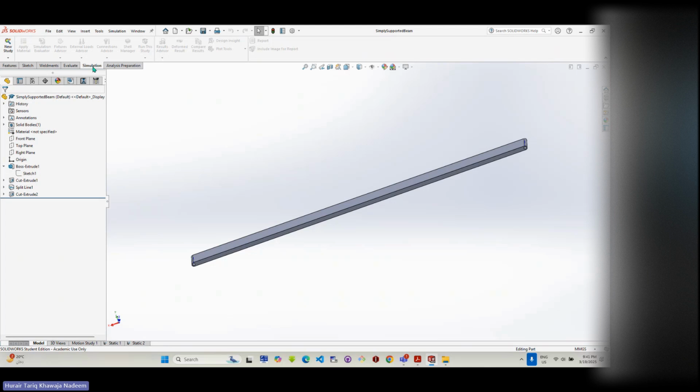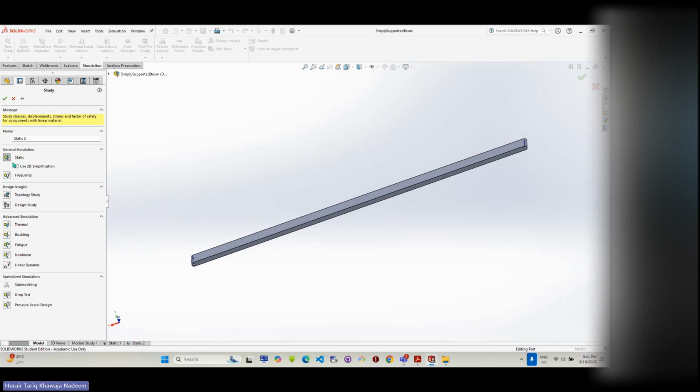okay? Now, what we do, when we come to the simulation, we go to new study, okay? Now you can do different types of simulation like static, frequency. Frequency is related to vibration. Then topology study, design tree, thermal, something related to, like you apply heat and it's going to expand or something. Buckling, when you apply an axial load, the thin features or the thin sections actually buckle.